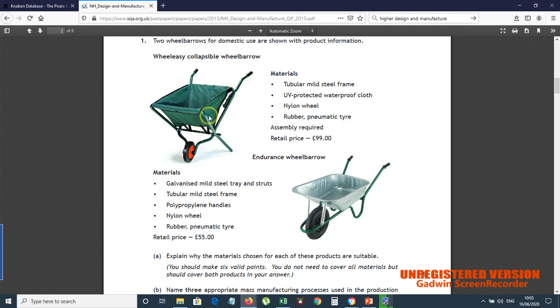What does a person do with it? You're going to put stuff in here which is very, very heavy, or could be heavy, and you're going to lift it. So if you're going to lift here, then the first thing you need to think about is the strength. Tubular mild steel frame is suitable because it offers strength, which allows the user to put a lot of material into the wheelbarrow.